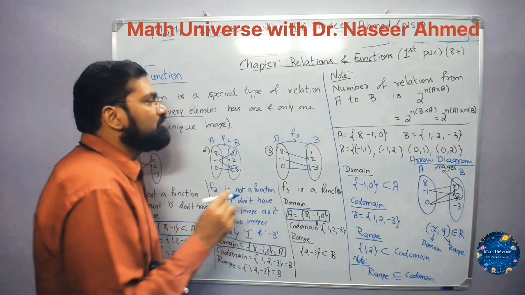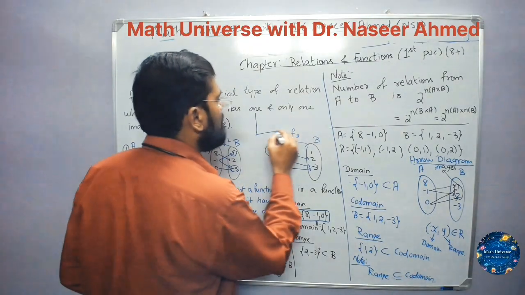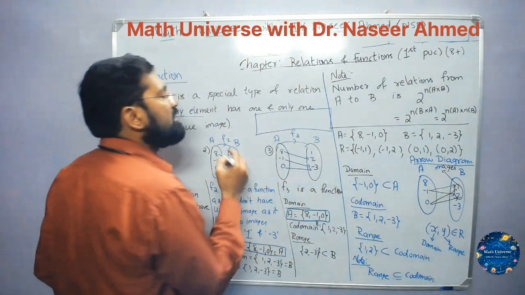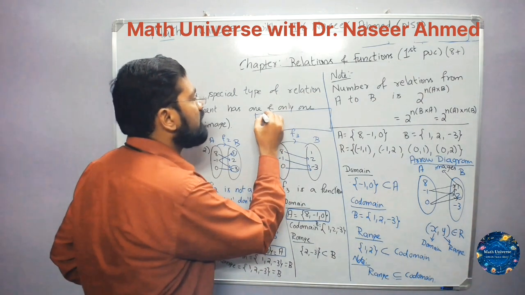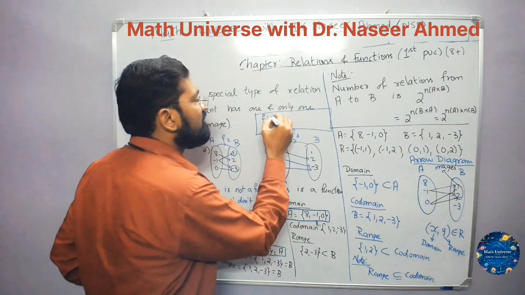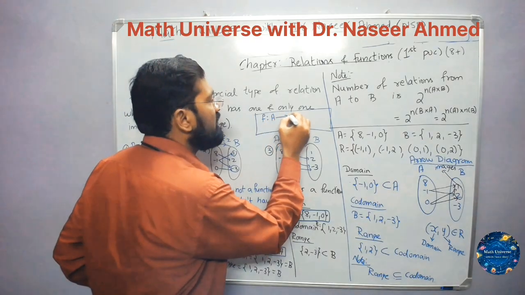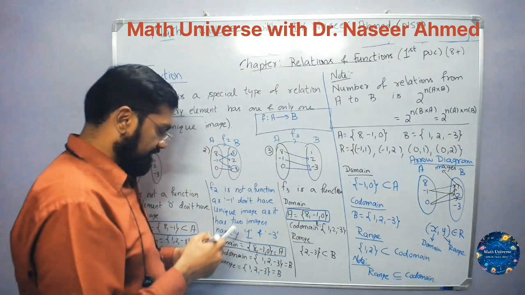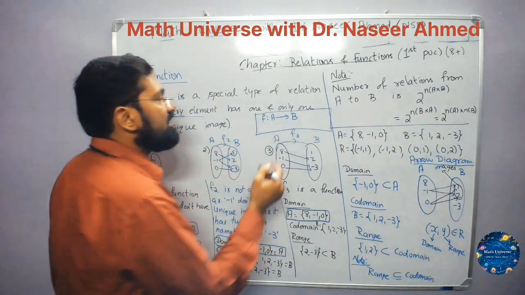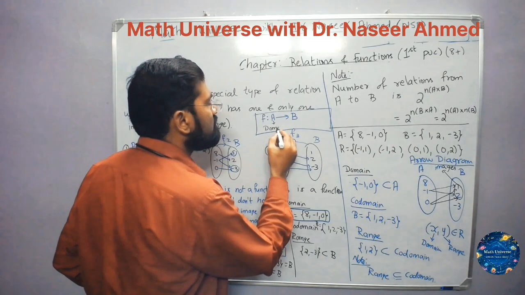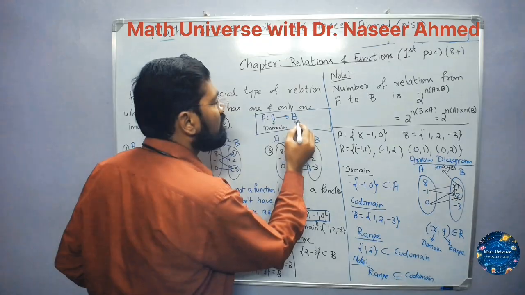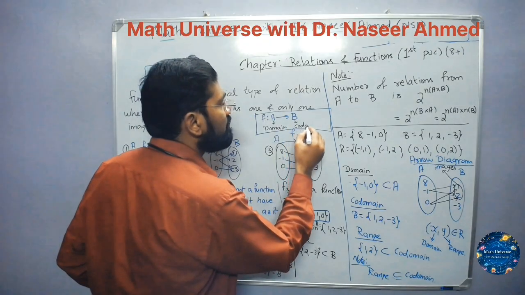Next, as soon as we say this, henceforth, let us try to make a note here. Henceforth, whenever we say f is a function from A to B, we are going to denote it like this. F is a function from A to B, where A is called the domain and B is called the codomain.